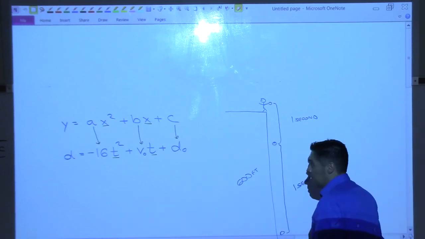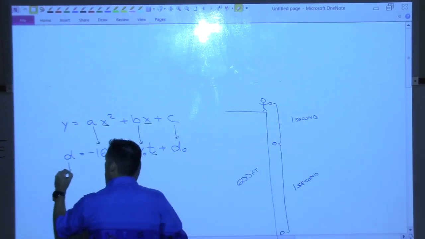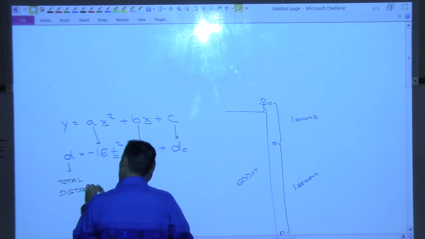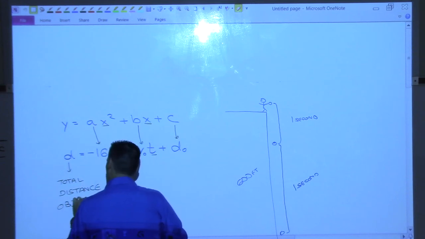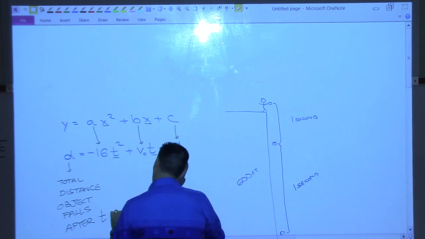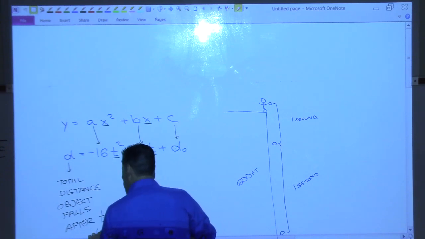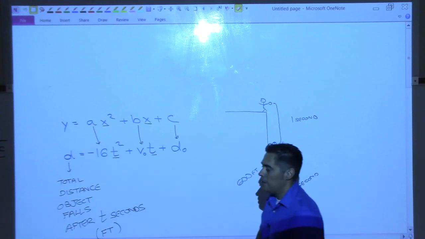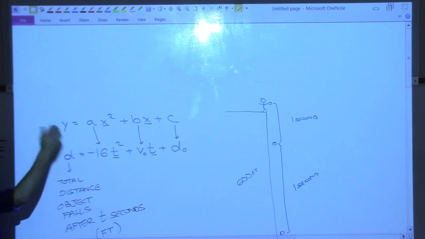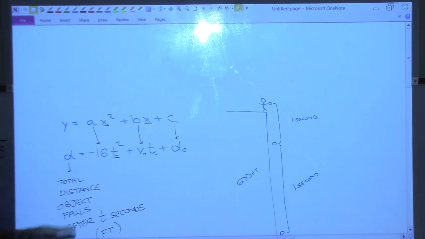Let me explain a couple of these letters. This is the total distance an object falls after t seconds, and this is measured in feet. You remember the y, like the Y-intercept and all that? The y coordinate of this thing is going to give you the distance that it's fallen after a certain amount of time. It's measured in feet.